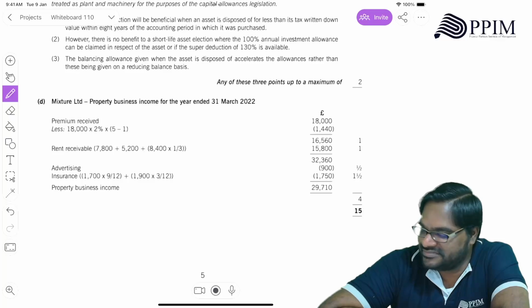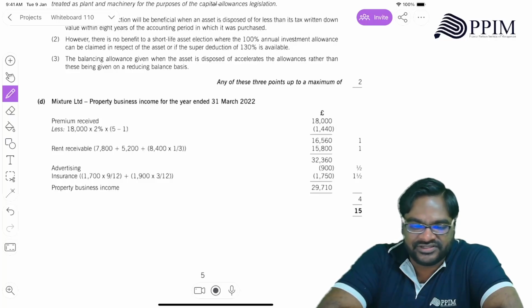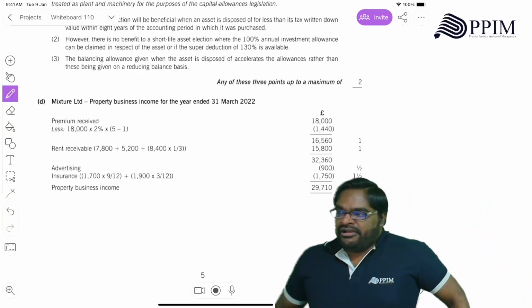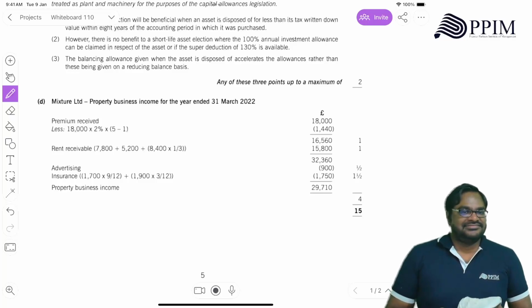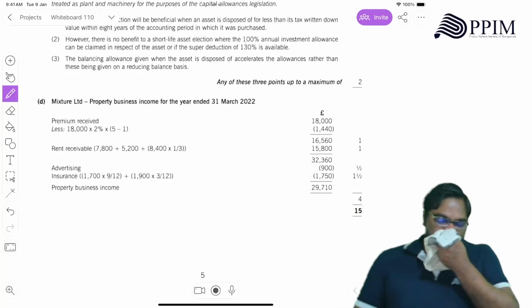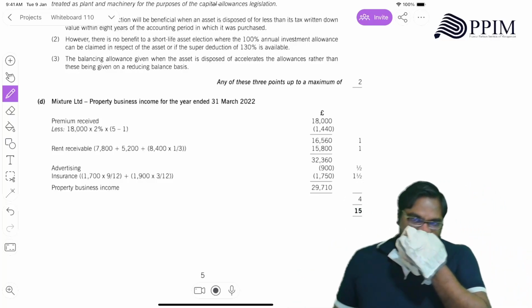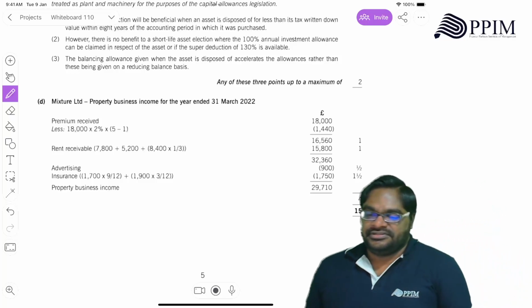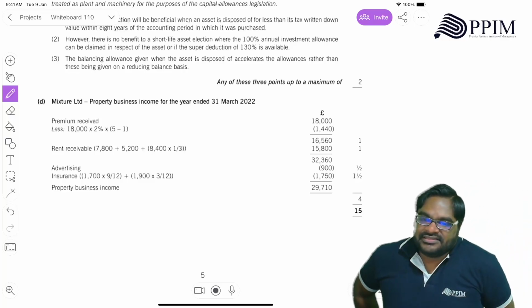So the property business income would be 29,710. Are we good? I just explained the answer. No, minus. Get the total. Are we okay? Insurance, they have separately calculated and then they have added.